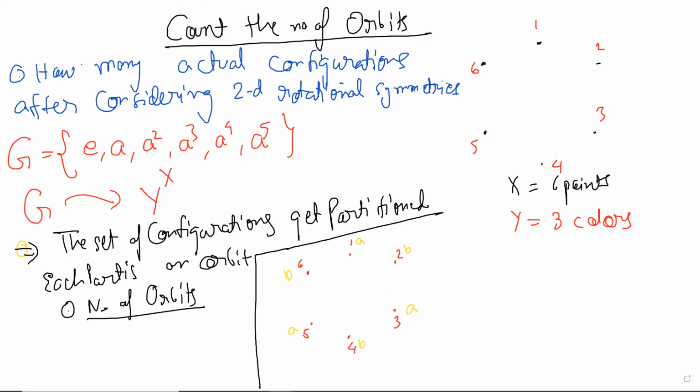Now, when you apply the symmetry, there are some problems with my coloring. I should just say A1, B1. That's a mistake I made. So this is A1, B1, and C1. Now, when I apply the symmetry A squared to it, then what do I get?